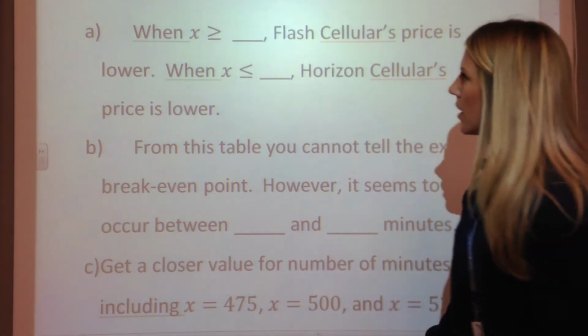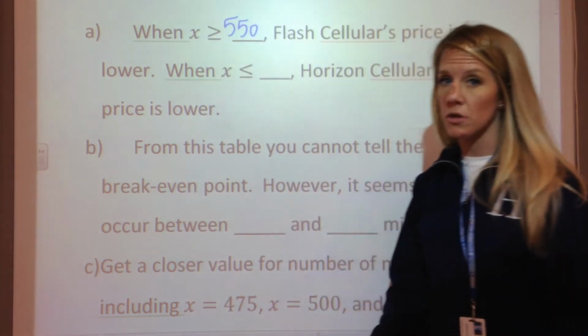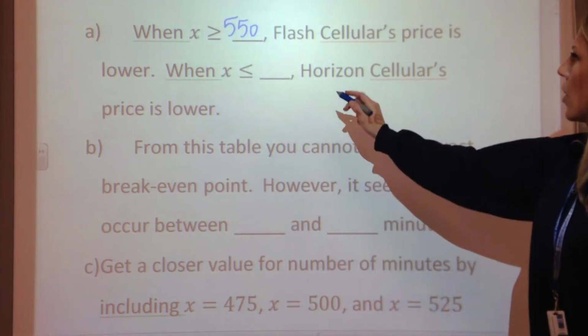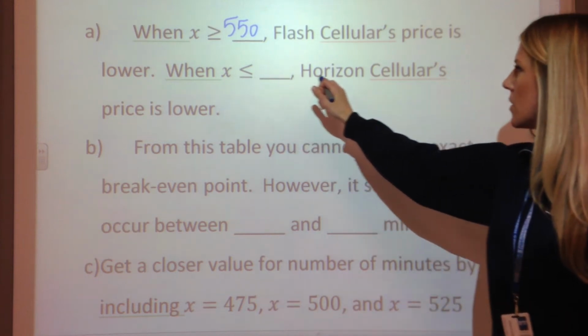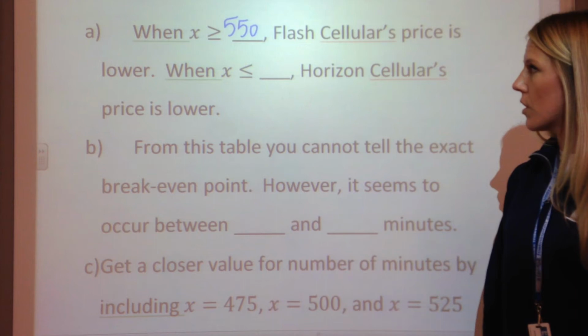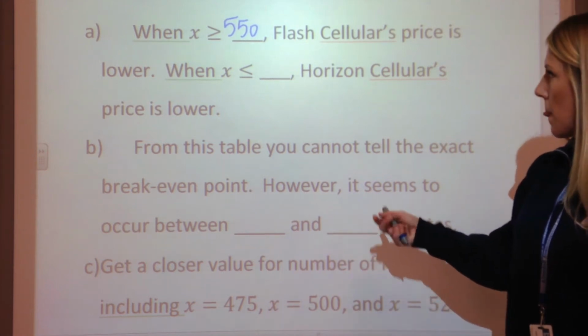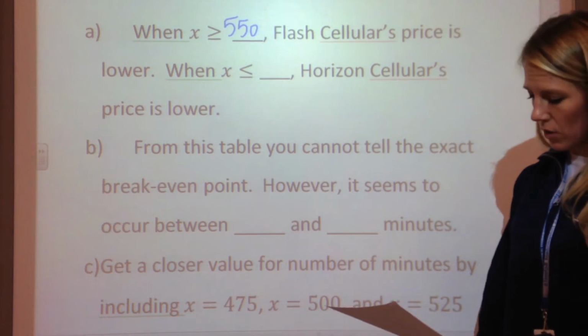Flash is cheaper, we notice from our table, after the 550 minutes. Or actually, when it was also equal to 550 minutes. When is X less than or equal to what? Horizon Cellular's price is lower. So when we use how many minutes is Horizon Cellular's price lower?